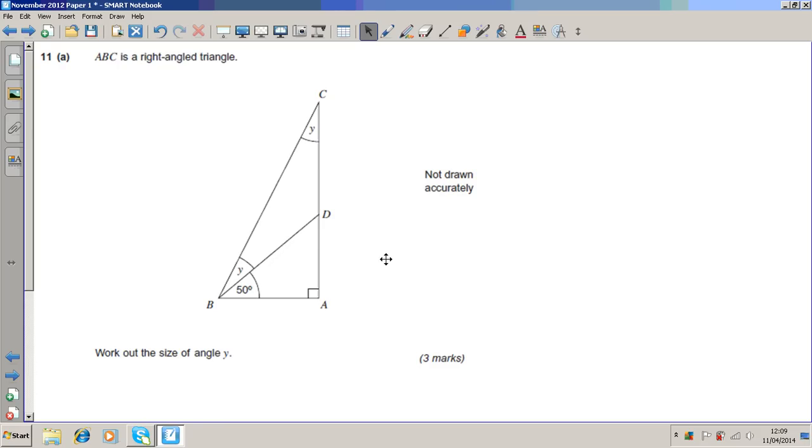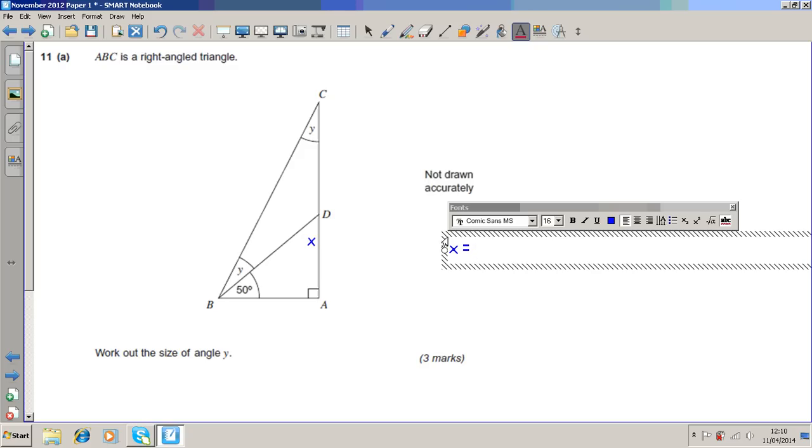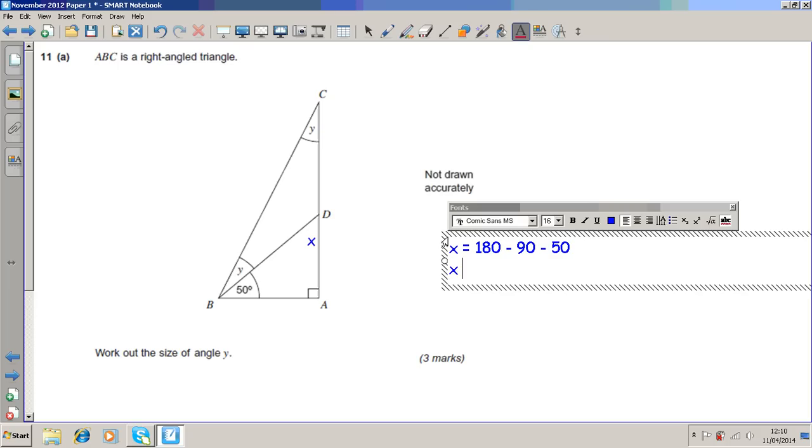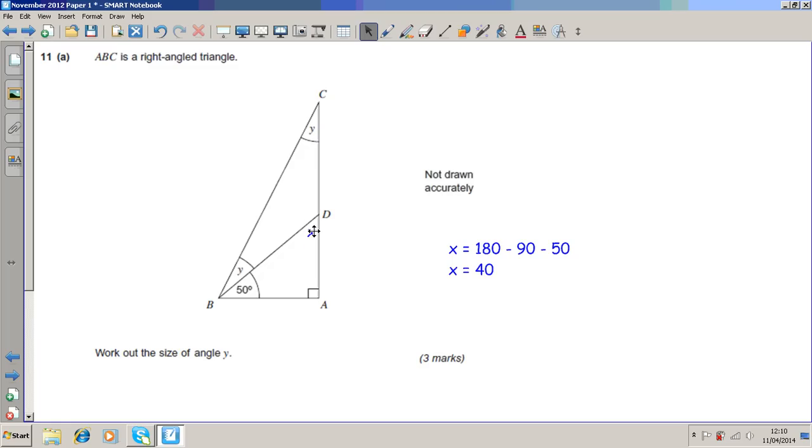Work out the size of angle y. Right, so this and this are equal, so we've got a nice isosceles triangle going on here. So I think our first job is to work out the angle there. I'm going to call it angle x. So x is equal to 180 minus 90 minus 50 because of the triangle. So x is equal to 40 degrees. Okay, so that there is equal to 40.